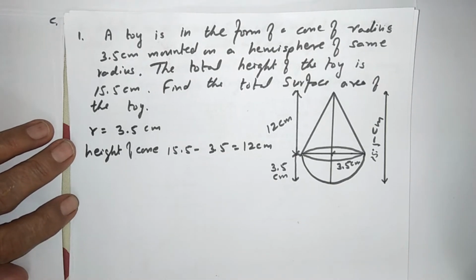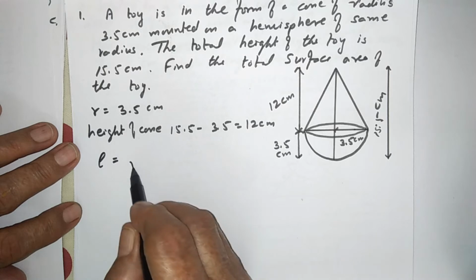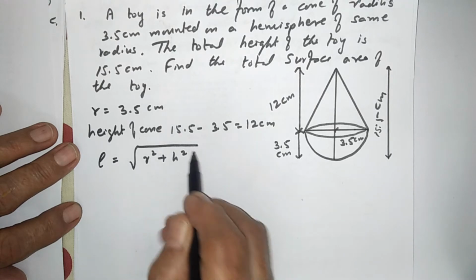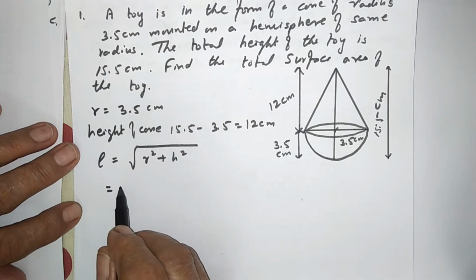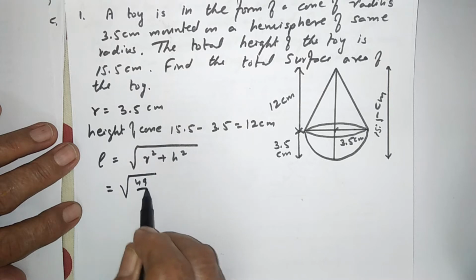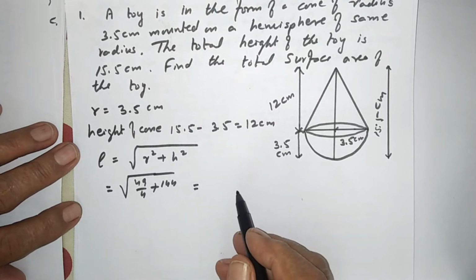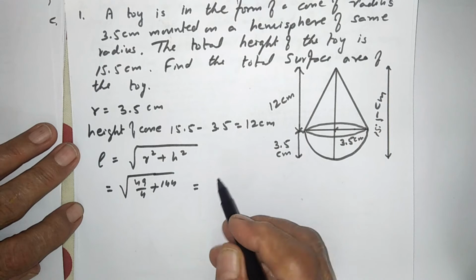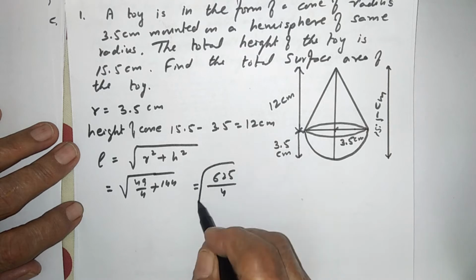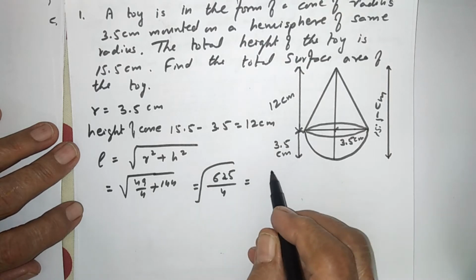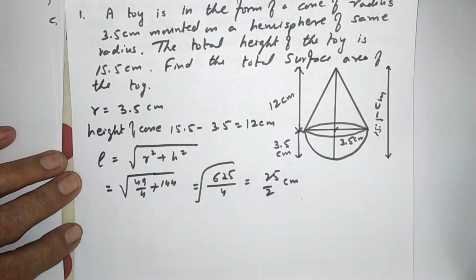Now for surface area of the cone, we must know slant height. Slant height is given by root of r square plus h square. R is 3.5, you can write it 7 by 2. 7 by 2 square is 49 by 4 plus 12 square 144, which if you solve this, you will get 625 by 4, and L, root of 625 by 4, will be 25 by 2 centimeter. This is our slant height.